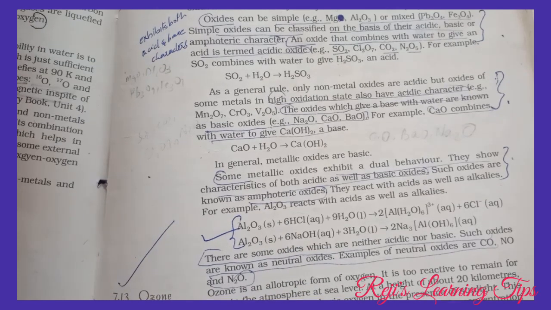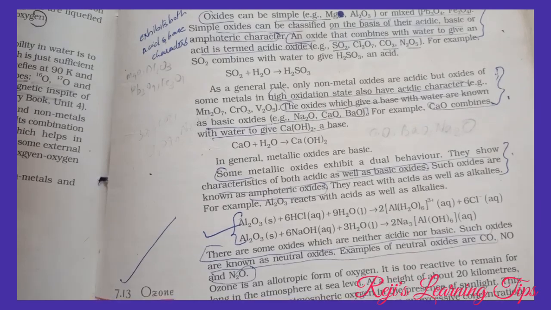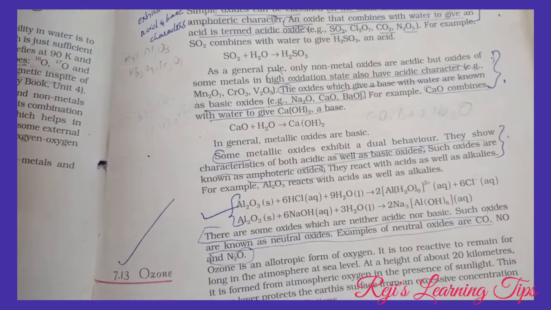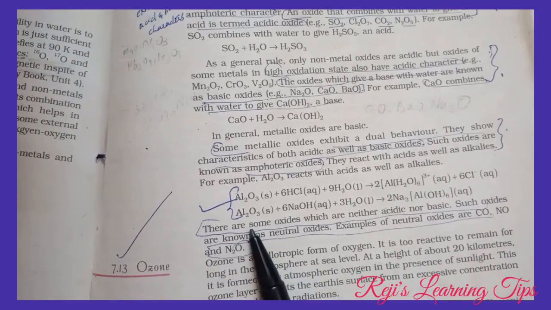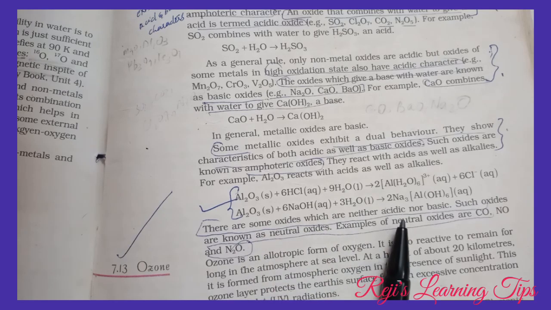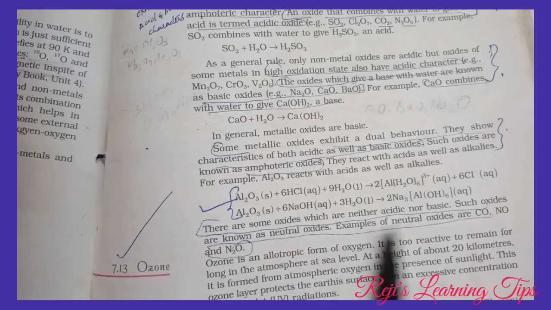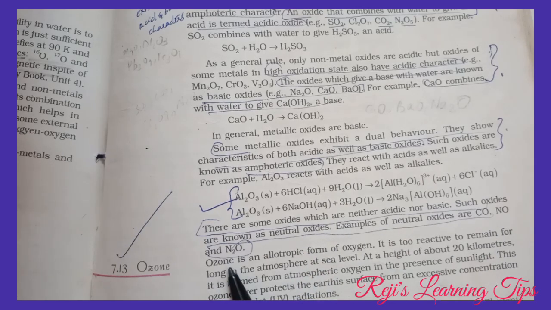There are some oxides which are neither acidic nor basic. Such oxides are known as neutral oxides. Example, carbon monoxide, nitric oxide and nitrous oxide.